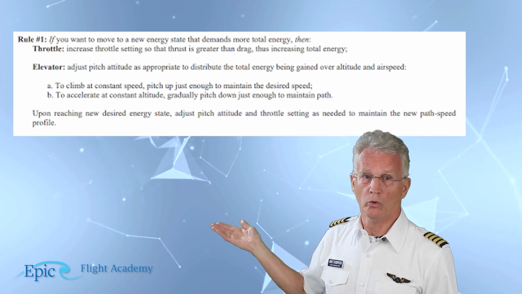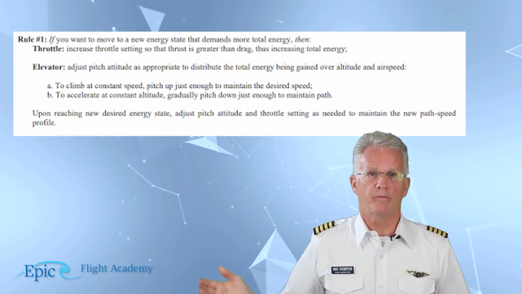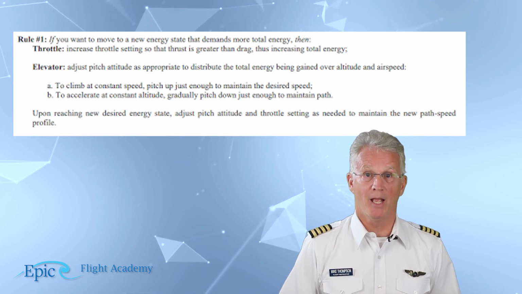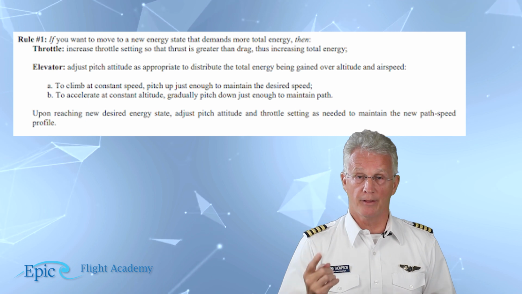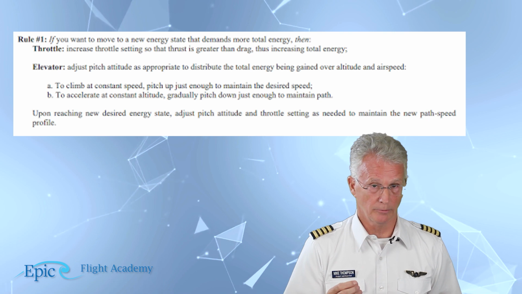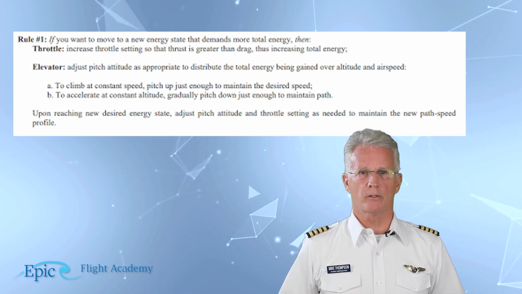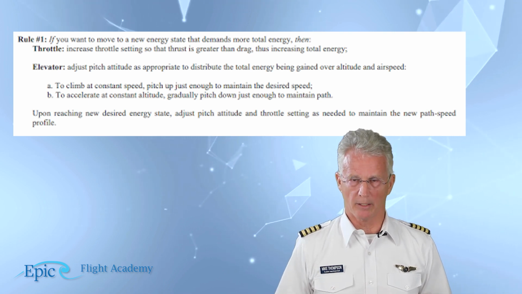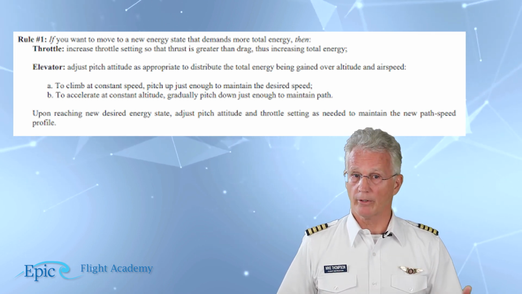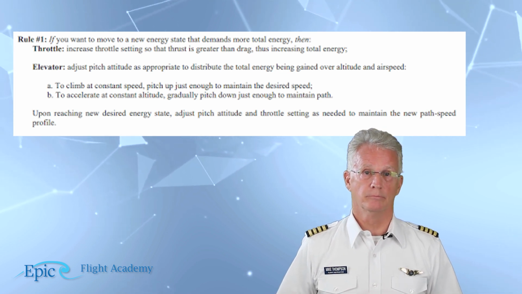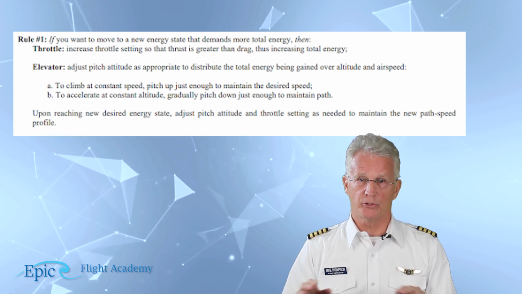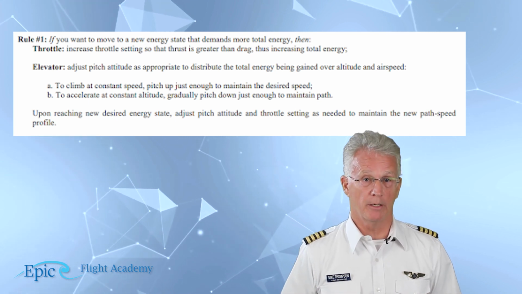Shown here, rule number one. If you want to move to a new energy state that demands more total energy, then total energy, throttle: increase the throttle setting so that thrust is greater than drag, thus increasing total energy. Energy converter, elevator: adjust pitch attitude as appropriate to distribute the total energy being gained over altitude and airspeed.